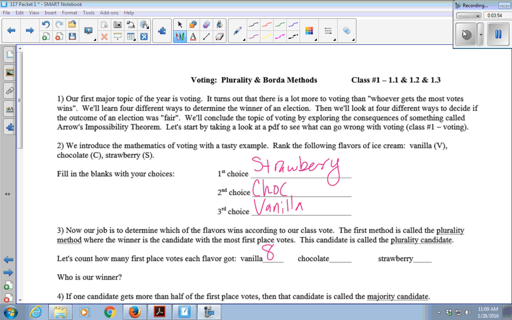All right, and first place for chocolate. 1, 2, 3, 4, 5, 6, 7, 8, 9. Okay, put a 9 next to chocolate. And then first place for strawberry. 1, 2, 3, 4 plus me makes 5. Okay, so how many people voted total? 22. Yeah, 8 and 9 is 17, plus 5 is 22. So I'm just going to put this over here so we have that in our brains. Who won this election? Chocolate. Chocolate got the most first place votes.